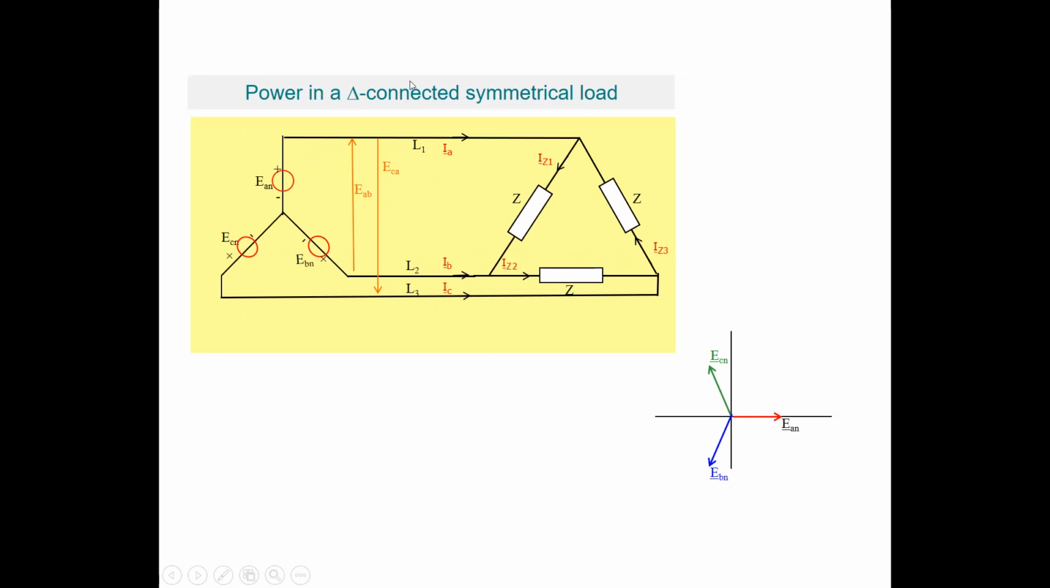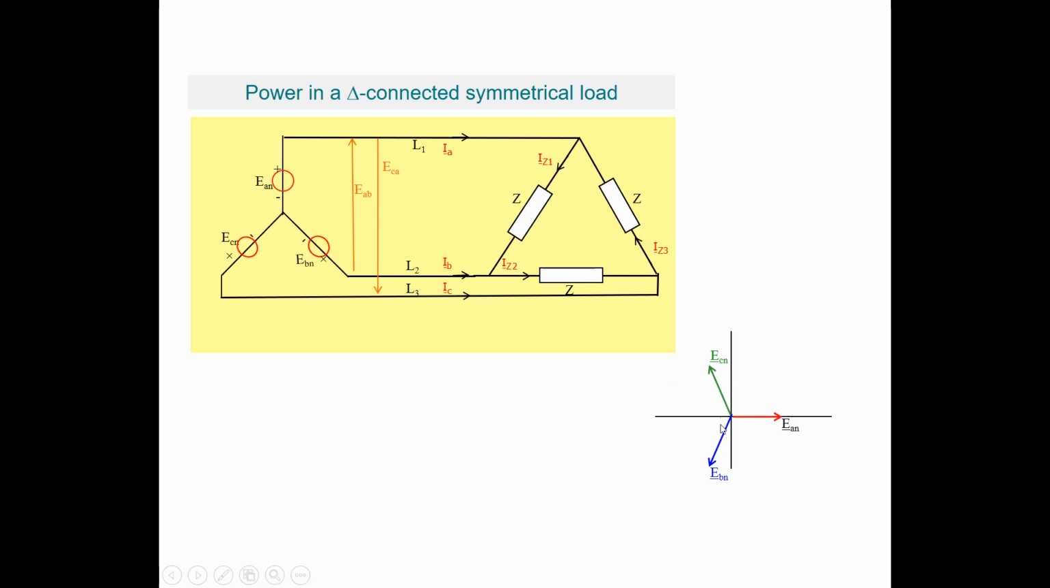Now let's look at a delta-connected symmetrical load. We have put the load in delta, which resembles the Greek letter delta, and of course the voltages are still Y-connected. So also in this case we have the phase voltages, and we have the line voltages, which are the differences between two phase voltages. EAB is a line voltage and also ECA is a line voltage.